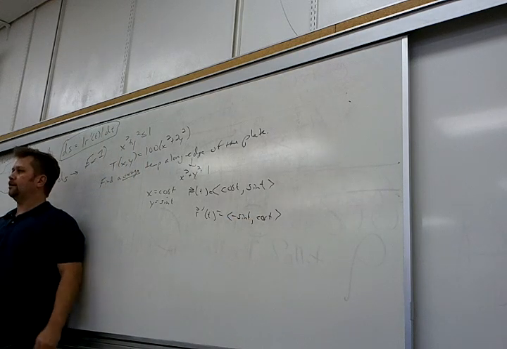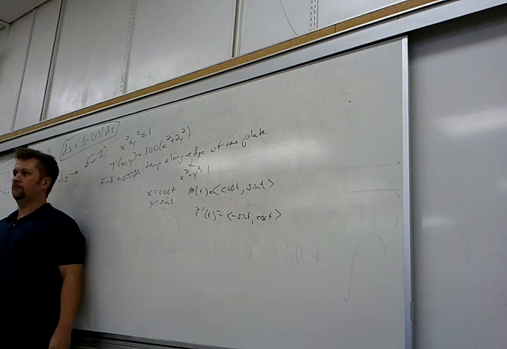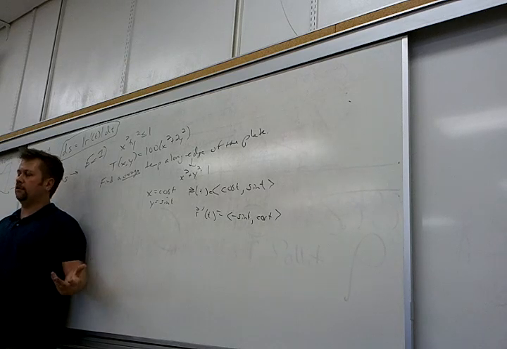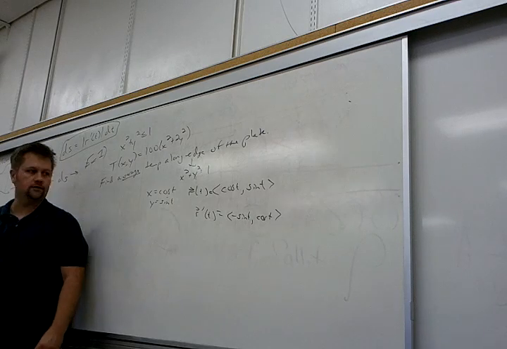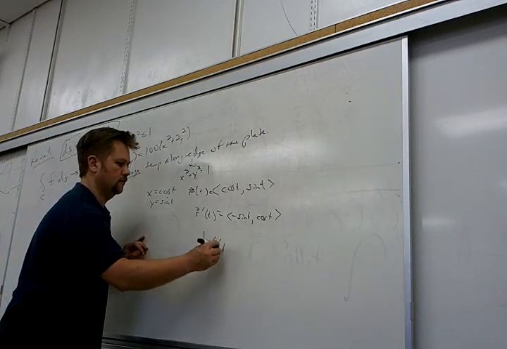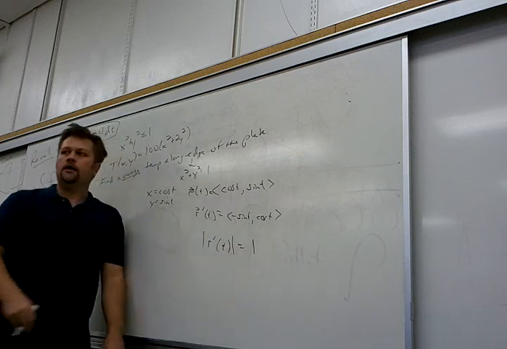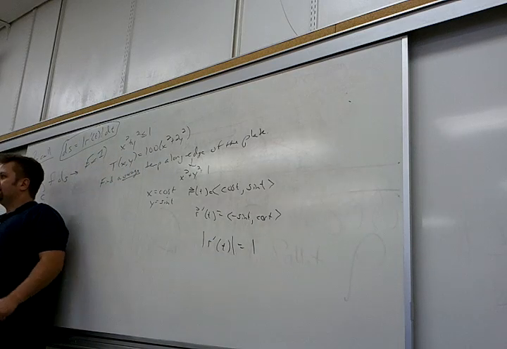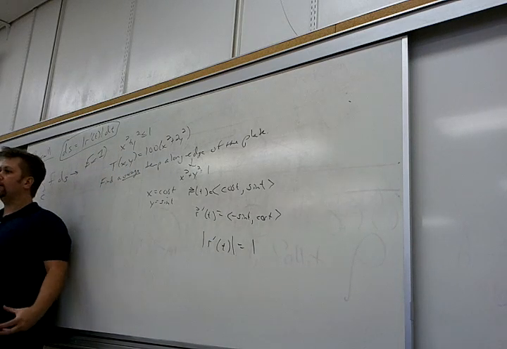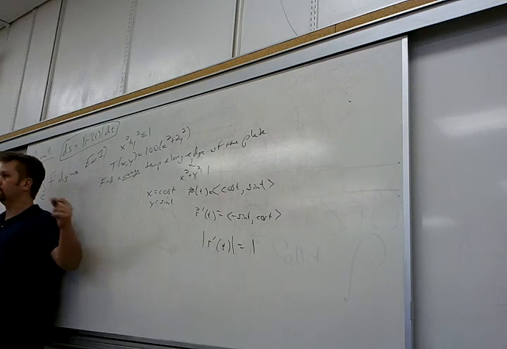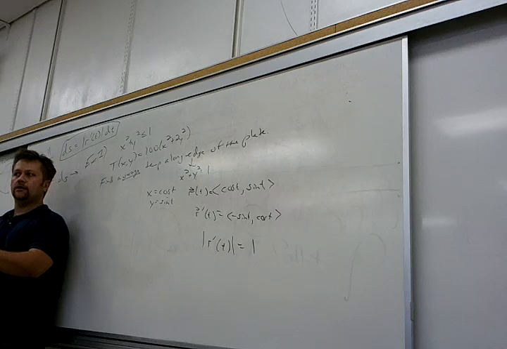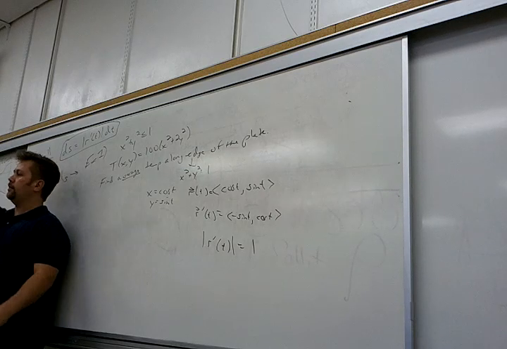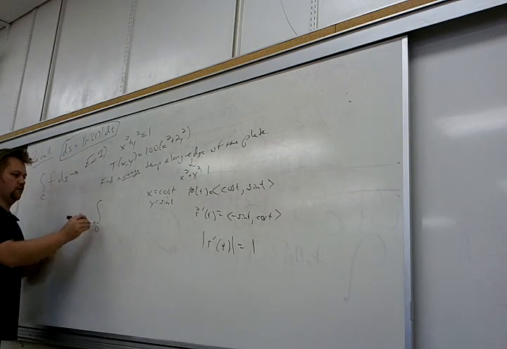So what would the magnitude of that be? 1. You get the most lovely trig identity ever. Sine squared plus cosine squared is 1. So the magnitude of r prime is 1. Anytime that happens, you know you have arc length as a parameter. You know that's what you're working with. So now I can just do the integral directly. I'm going to go all the way around the edge. So on t, of course, we go from 0 to 2 pi.